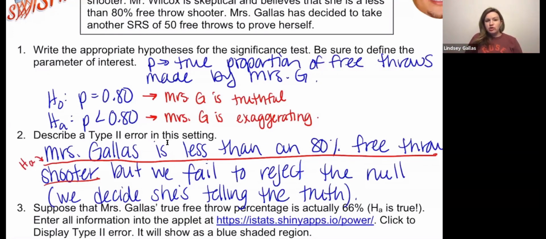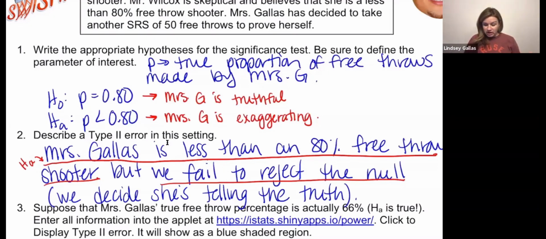So what should you do if the alternative hypothesis is true? Well, you should reject the null. However, since this is an error, that means we did not do what we were supposed to, and instead we fail to reject the null. Or in other words, you think, well, Mrs. Gallus is telling the truth when in fact she's actually not. So that's a bad decision, right? We don't want errors to happen ever.